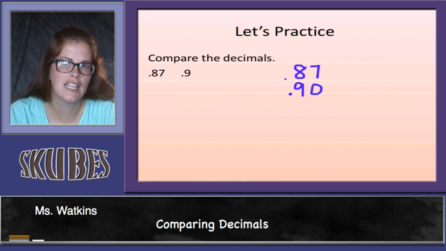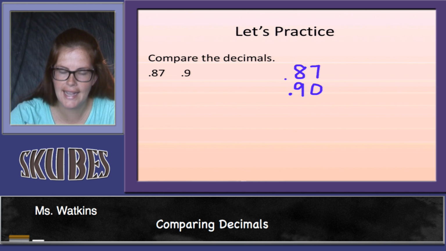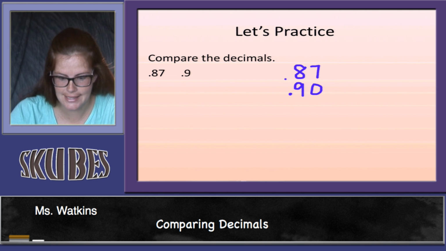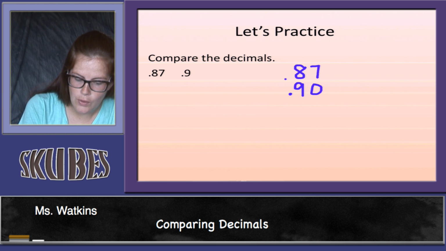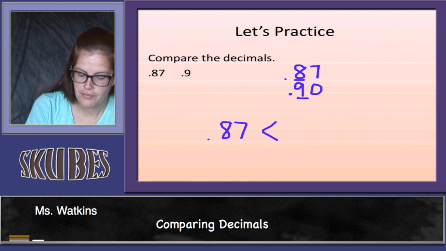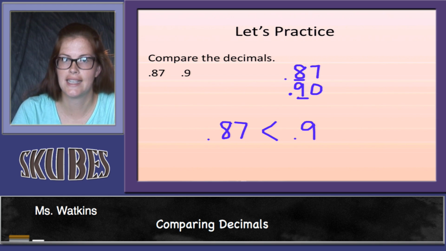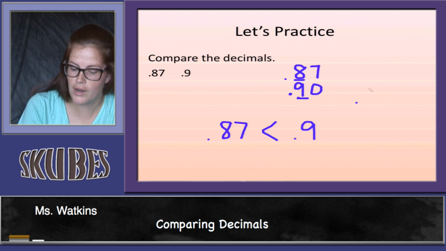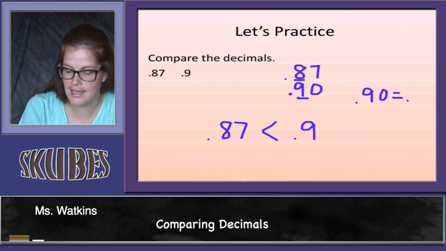So if I was thinking about this with money, this would be 87 cents and 90 cents. And we know that 9 tenths is greater because we start with our tenths place and look at each number, and our 9 is greater than our 8. So to compare these, we would say 87 hundredths is less than 9 tenths. It's important that you know 90 hundredths is the same thing as 9 tenths. All I did was fill in with a 0.